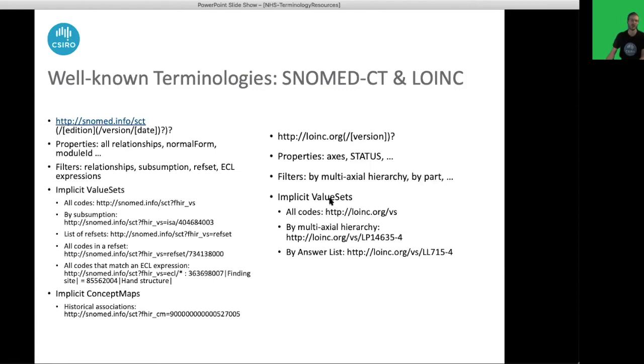And it defines a few kinds of implicit value sets. So all of the codes in LOINC is represented by this implicit value set here, loinc.org/vs. You can also use implicit value sets by multi-axial hierarchy by just appending the LOINC part at the end of the implicit value set URL, and that will give you all of the codes that descend from that LOINC part in the multi-axial hierarchy. And you can also retrieve them by answer list. So if you put the code of an answer list at the end, then that will represent a value set consisting of all of the answers that are in that answer list.